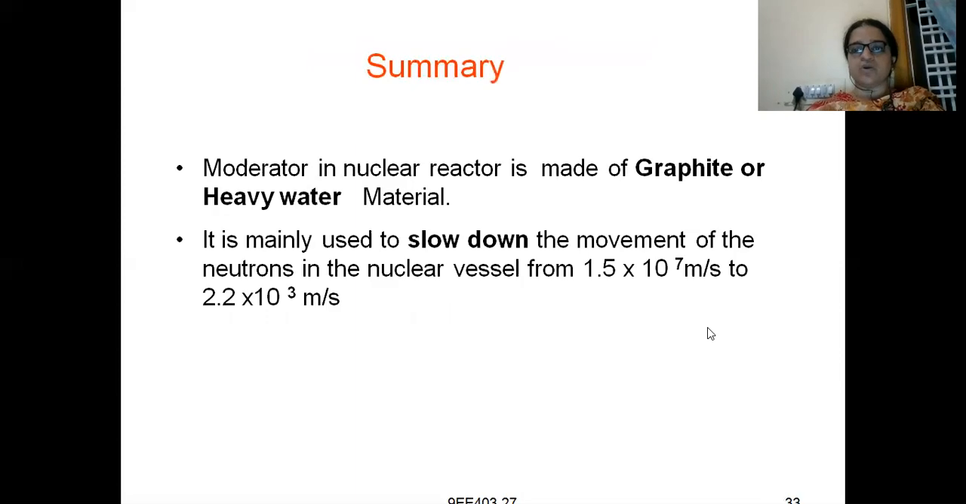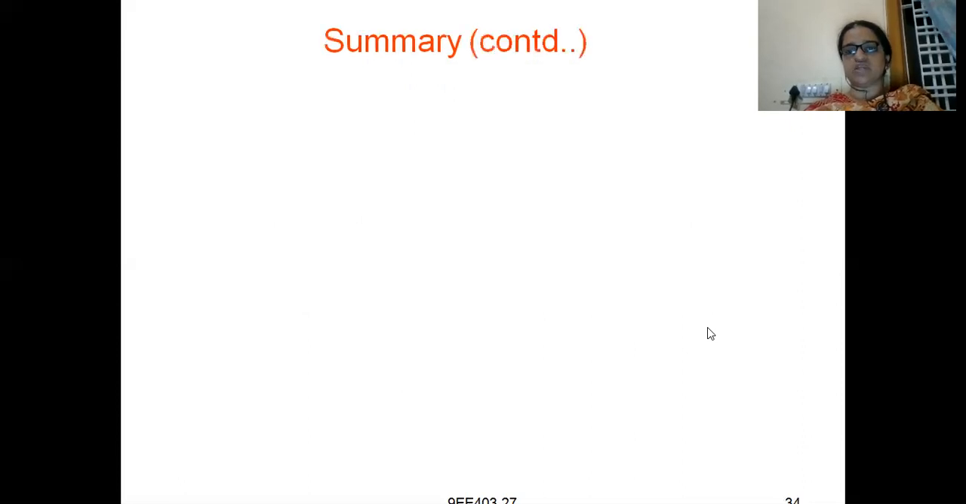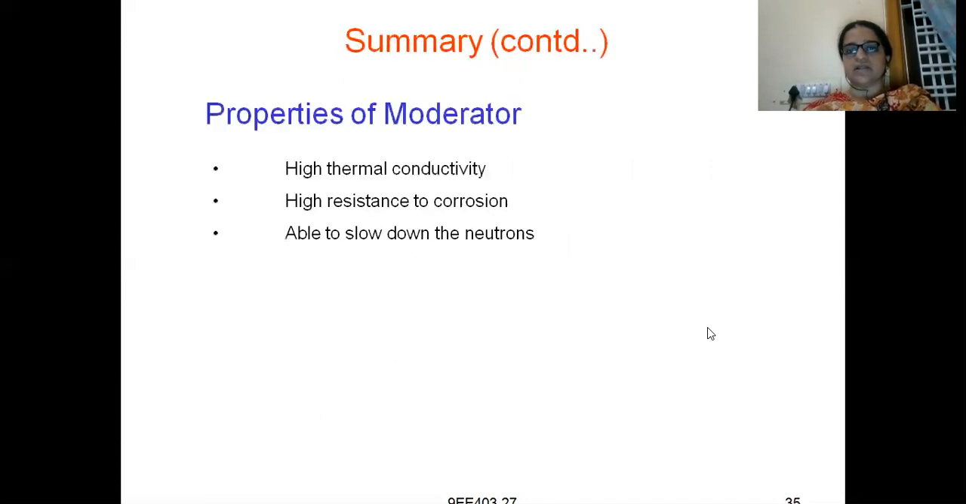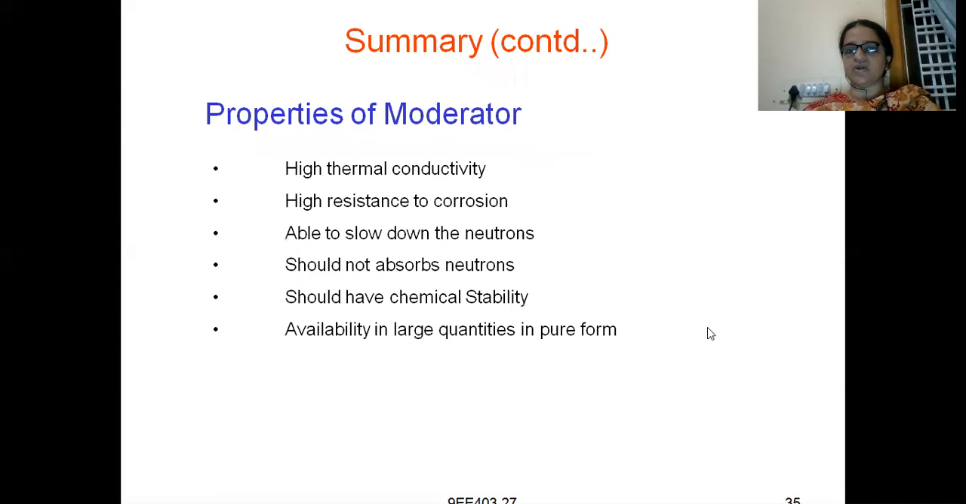Next is the summary of what we have discussed in our session today. I will tell the summary and then start another topic. Till now we have discussed the moderator. It is made up of graphite or heavy water. It is mainly used to slow down the movement of neutrons from 1.5 into 10 to the power of 7 meter per second to 2.2 into 10 to the power of 3 meter per second. Moderators are made with this type of materials. I have also discussed the properties of moderators.